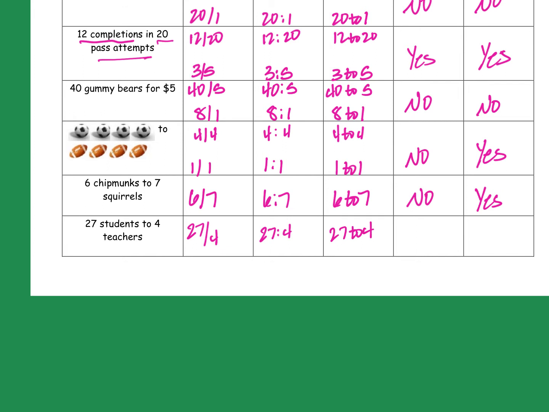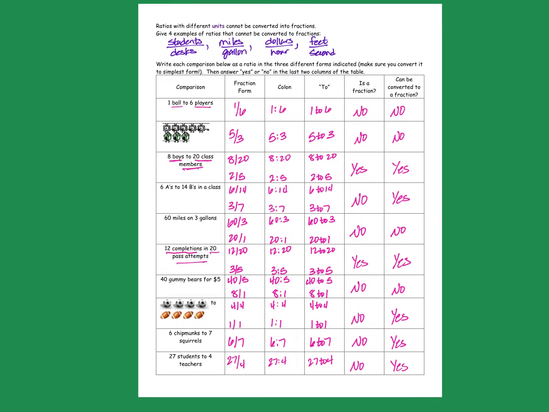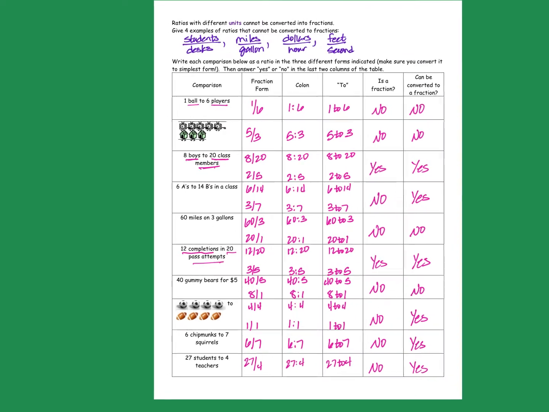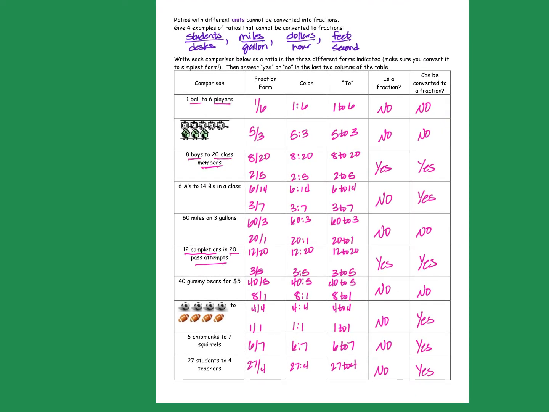Okay, so is this a fraction? Students to teachers? Yes. Well, no. No. But yes. Can I convert it to a fraction? Yes, I can. Nice job. Okay, is there any questions on this? Are you guys okay with converting to fractions and writing the different forms? Not too bad, right? Awesome job.